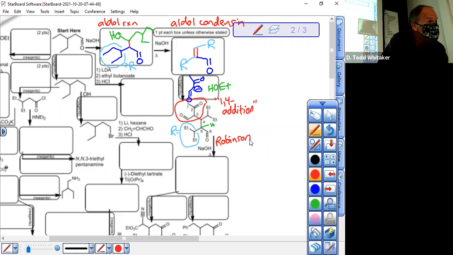There's numbers. Robinson always makes ring size 6. You see numbers 1, 2, 3, 4, 5, 6? I do too. I don't think I gave that hint on the test. Maybe I'll retrofit it. It's not too late. Maybe I'll give you the numbers too. So you're going to make ring size 6 from the alpha carbon number 1.